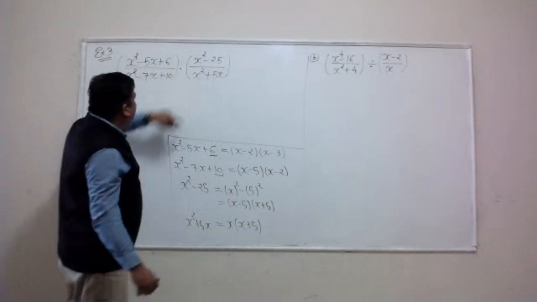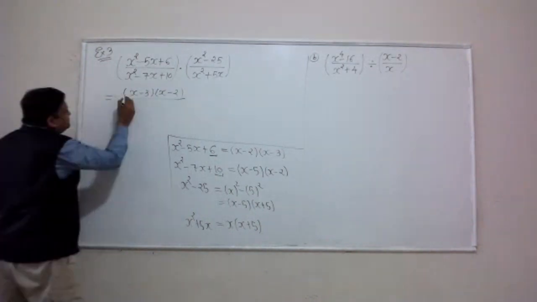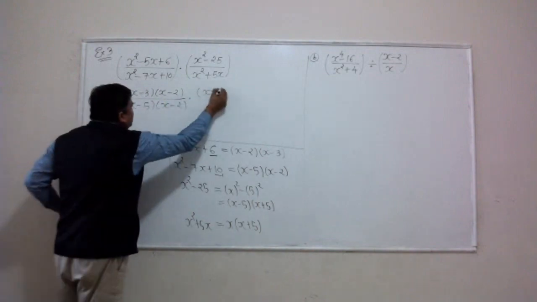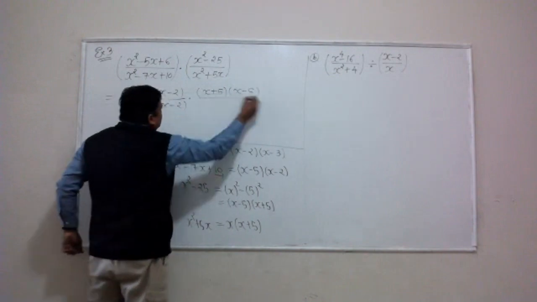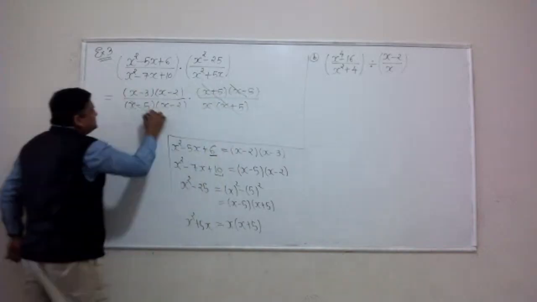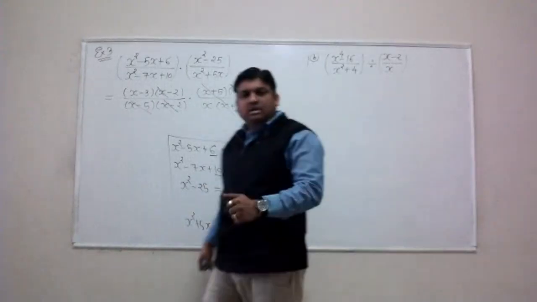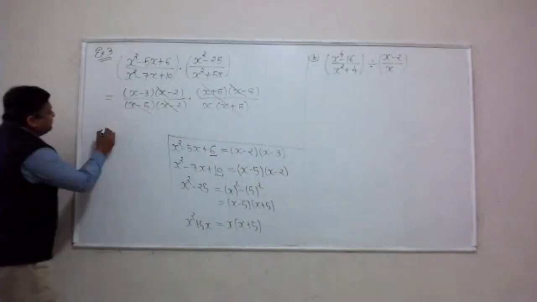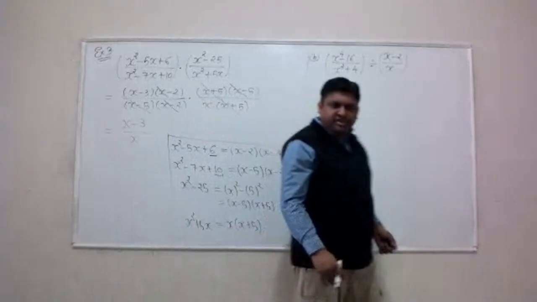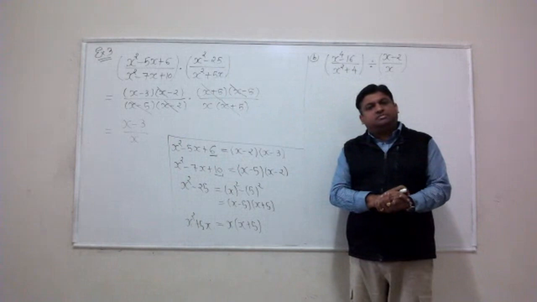Let's replace those polynomials by their factors. This is x minus 3, x minus 2, x minus 5, x minus 2, and then x plus 5, x minus 5, and then x times x plus 5. Let's cross out the repeating factors. Looks like three factors from the top and three factors from the bottom are gone. I'm only left with one factor in the top, which is x minus 3, and one factor in the bottom, which is x. And that's it. This is the simplification of that product of two rational expressions.